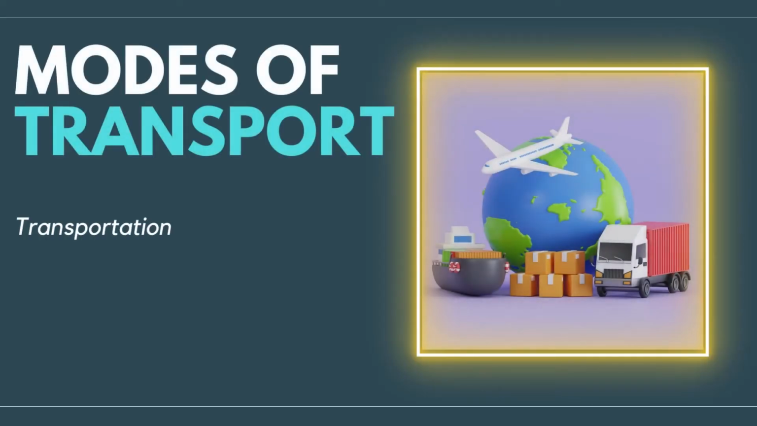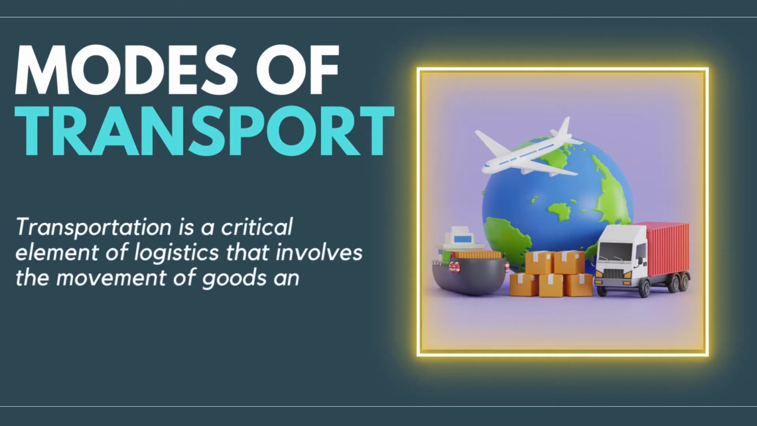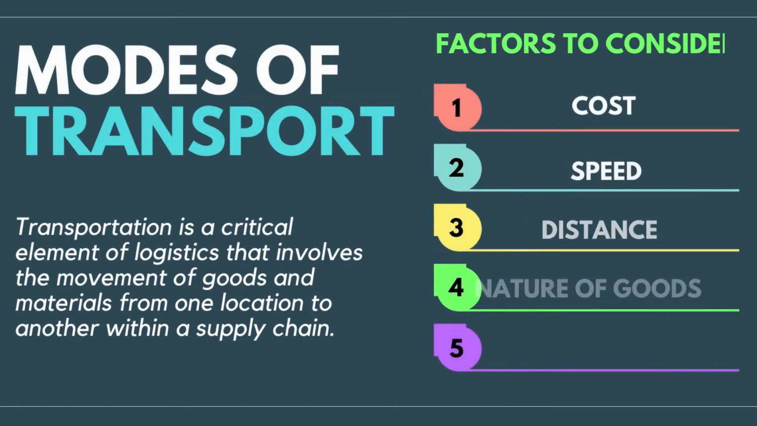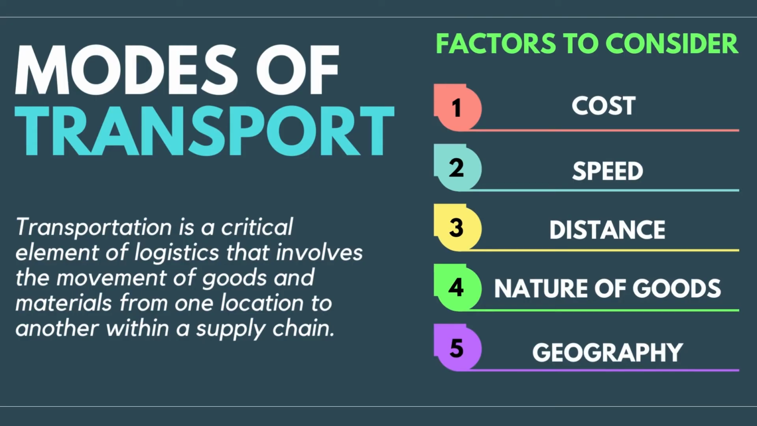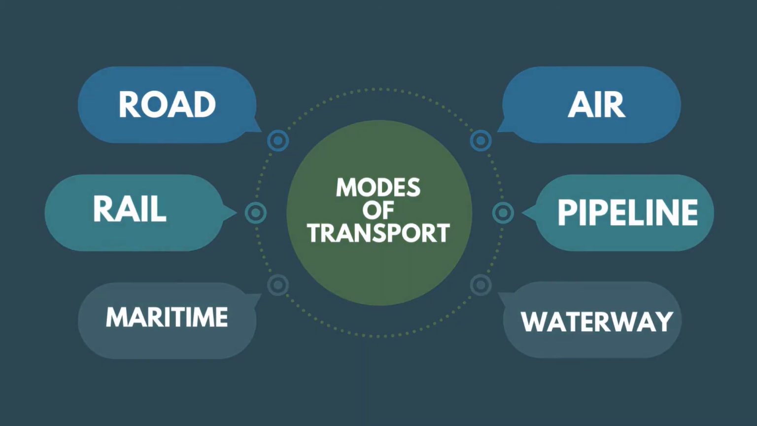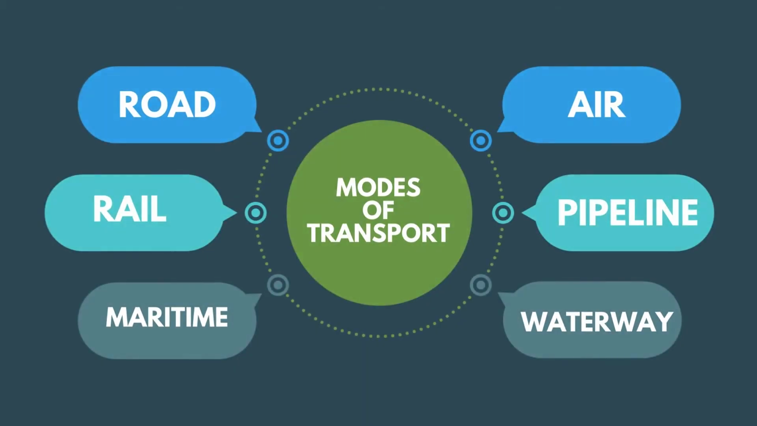Modes of transport in logistics. Transportation is a critical element of logistics that involves the movement of goods and materials from one location to another within a supply chain. Different modes of transport are chosen based on factors such as cost, speed, distance, nature of goods, and geographic considerations. Primarily, modes of transport can be classified in 6 categories as follows. Let's check out one by one.